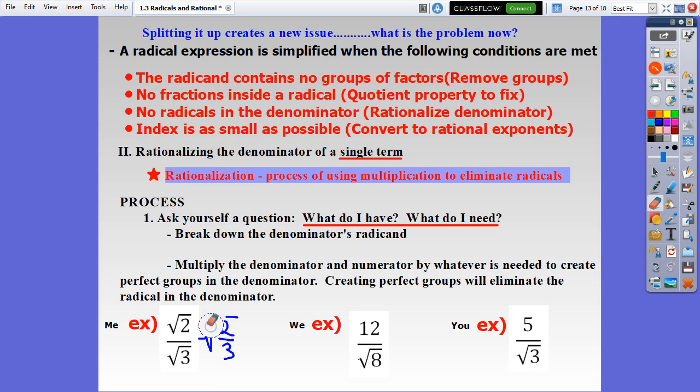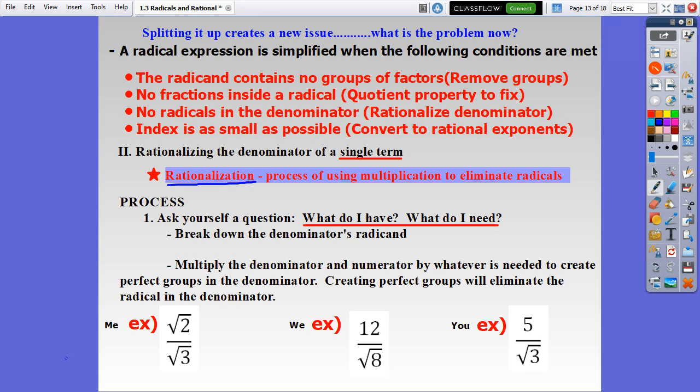So I don't want a fraction inside of a radical. Sometimes we will, but to remedy that, we will split it up. So that's where we get the square root of 2 over the square root of 3 or these other values there. Now this should already be in your notes up top. This is just a reminder of what makes a radical simplified. Now we're going to use this process called rationalization. So we're going to rationalize the denominator.